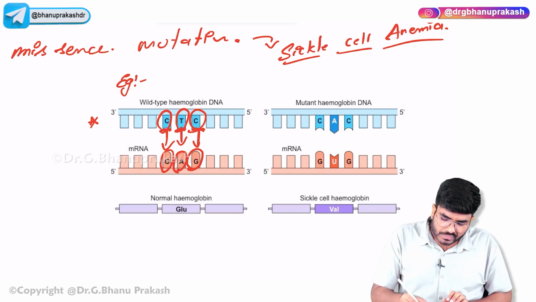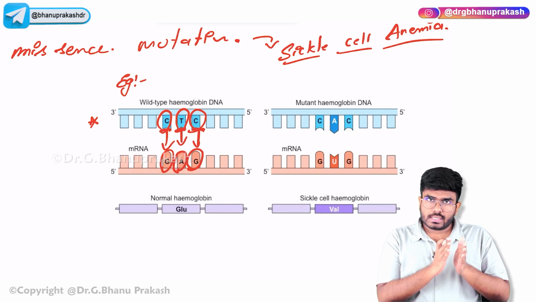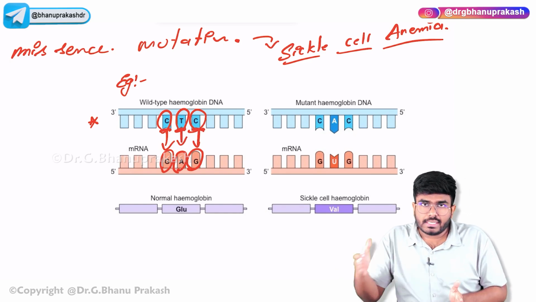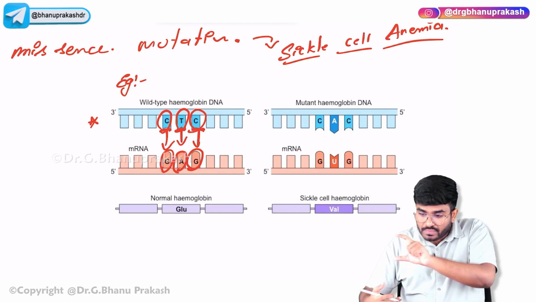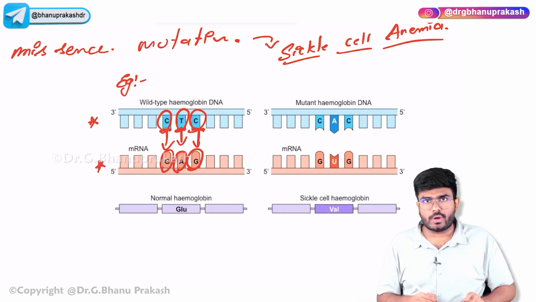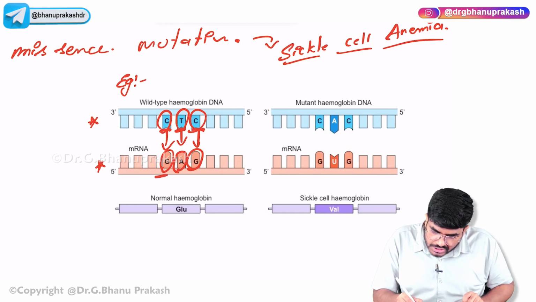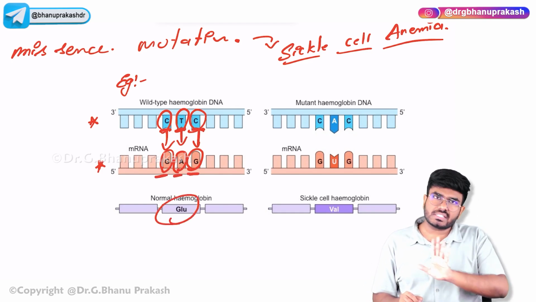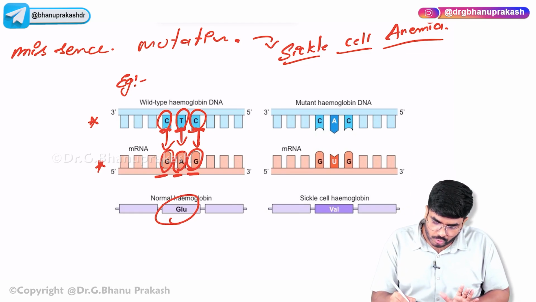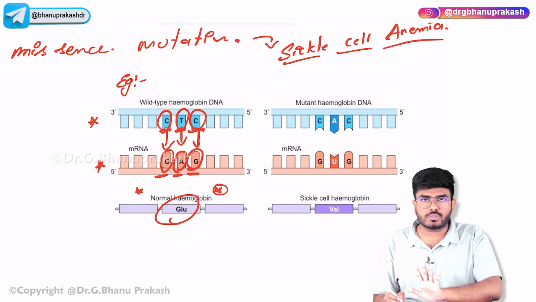So, in the DNA, it was supposed to be CTC. During transcription, the mRNA is going to form, and in the mRNA it should be GAG. So, what does this GAG code for? Glutamic acid, and this is normal. So, glutamic acid was supposed to be placed here in the hemoglobin protein.